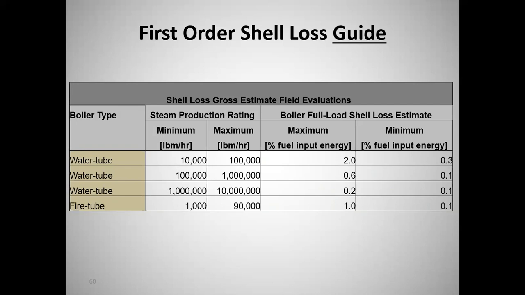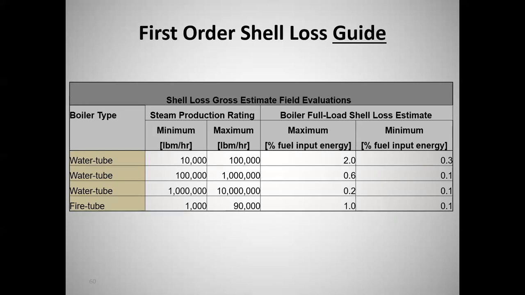Okay, our medium-sized boilers would be 100,000 pounds to 1 million, and the shell loss drops. What's happening is you have so much more energy going through the boiler coming out in steam that the percent that you can lose from that surface goes down. So that's going to be on the high side 0.6%, down to about 0.1%. And then on the really large boilers, 1 million to 10 million pounds an hour, like 0.2% on the high side, maybe 0.1% on the low side.